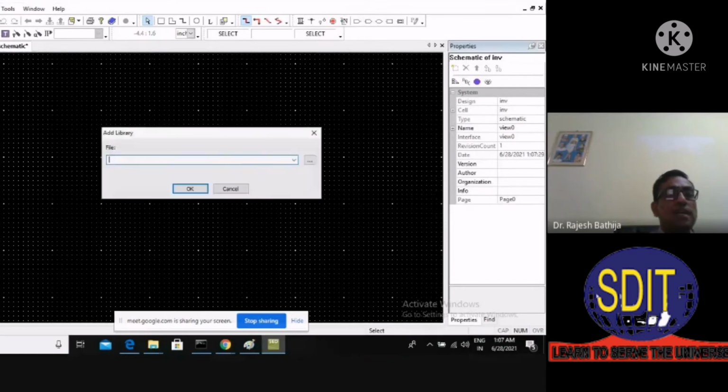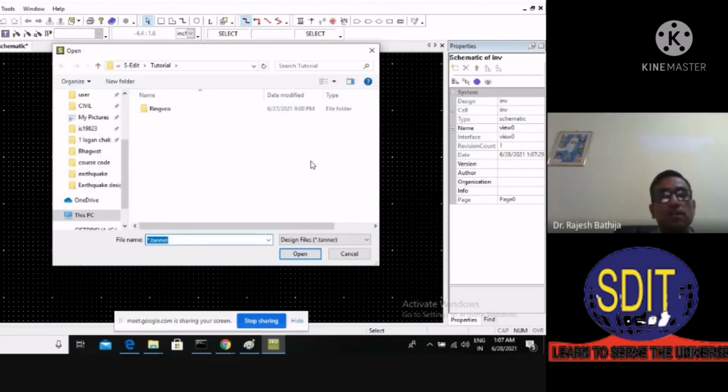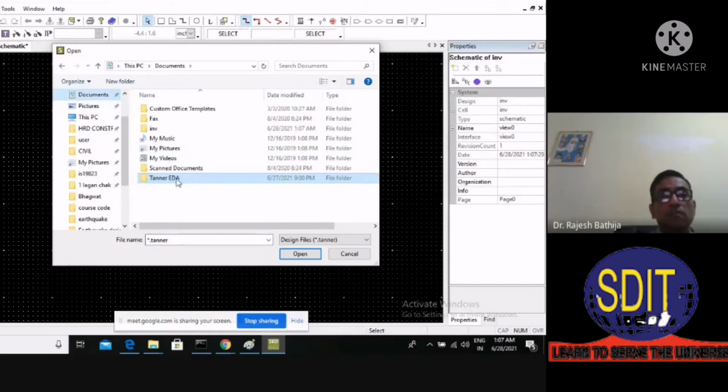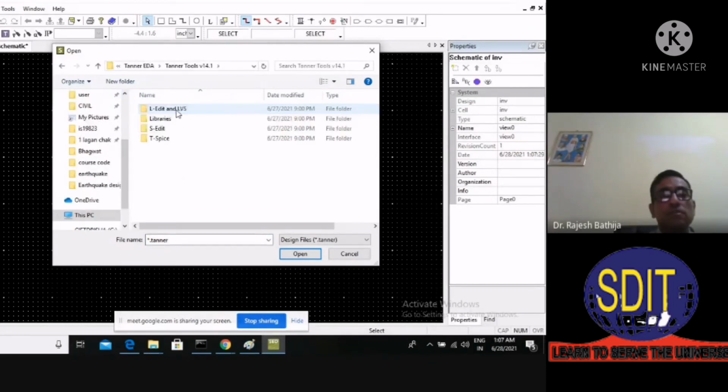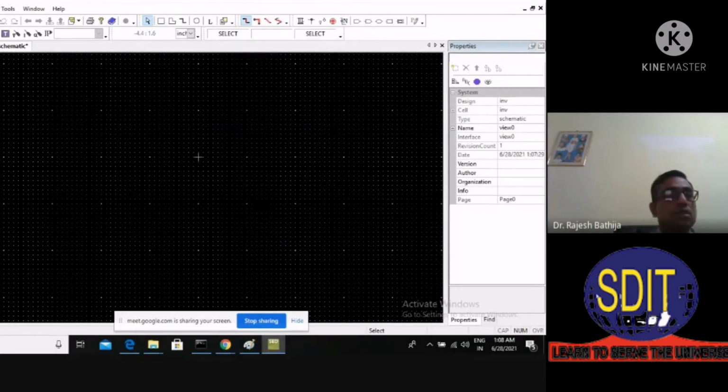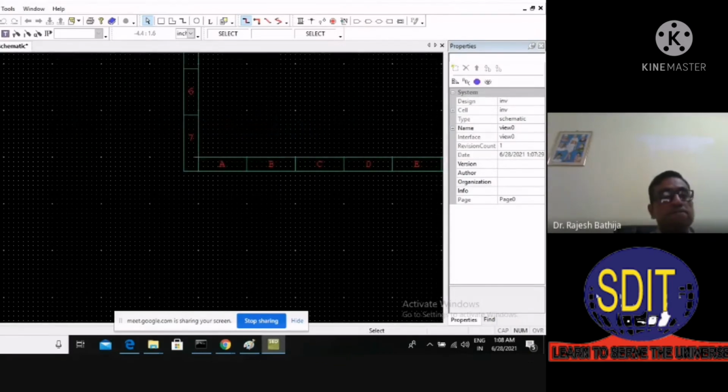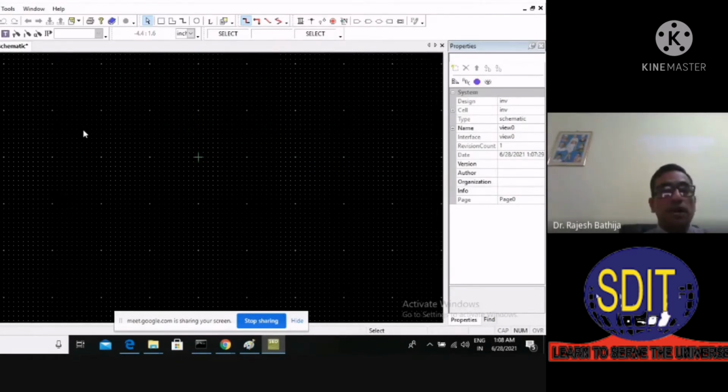Now you have to add the library path. The library path is like this. You have to go to My Documents, and then go to Tanner EDA, Tanner Tools, then Libraries, then all.Tanner. It will take some time. So after putting it over here, this is your inverter, right? So the designs are coming over here.